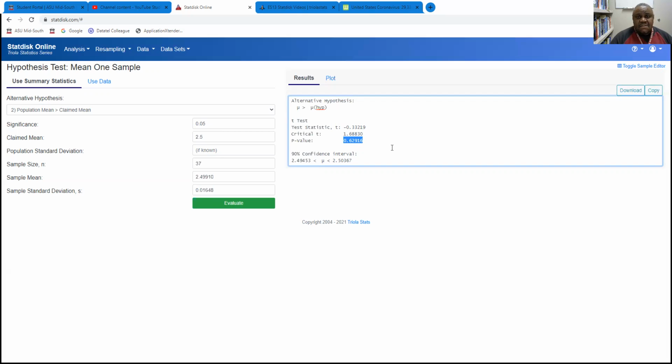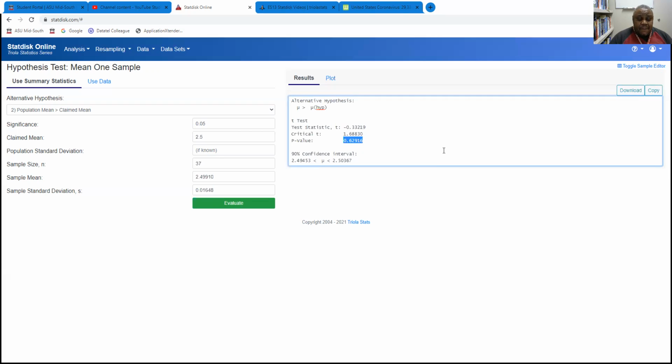Okay. And then next is, what is your decision? Fail to reject the null hypothesis or reject the null hypothesis. In this case, your p-value must be less than your level of significance to reject the null hypothesis. Notice that 0.6292 is much greater than your level of significance of 0.05. So that means we must fail to reject the null hypothesis.